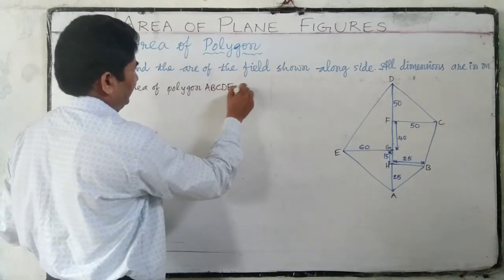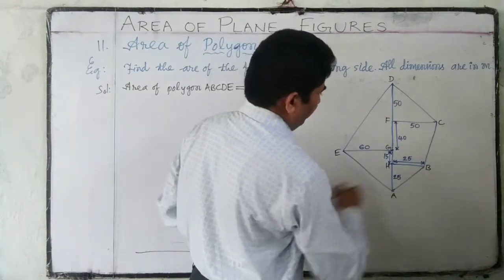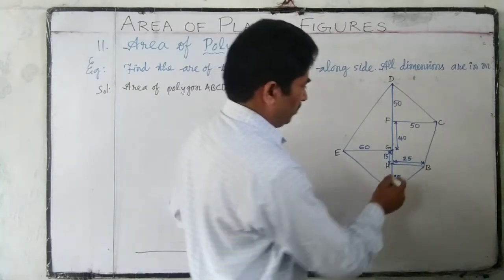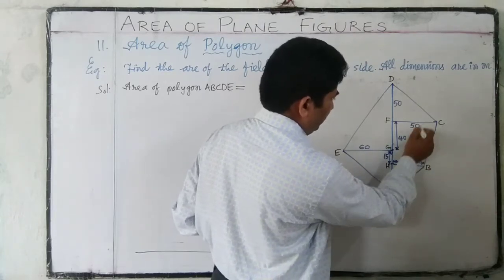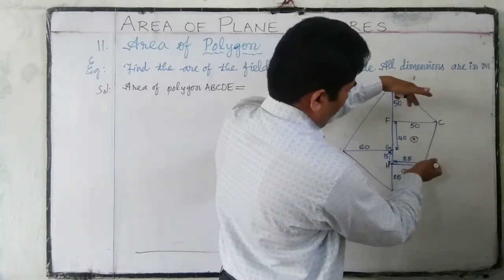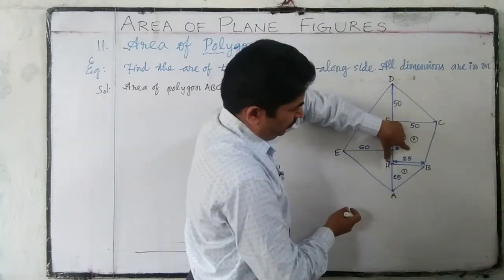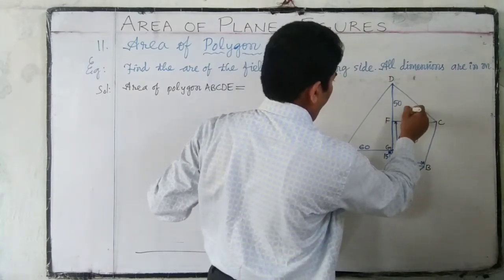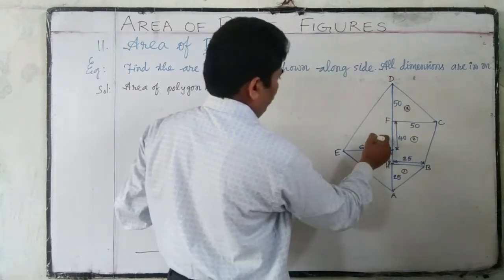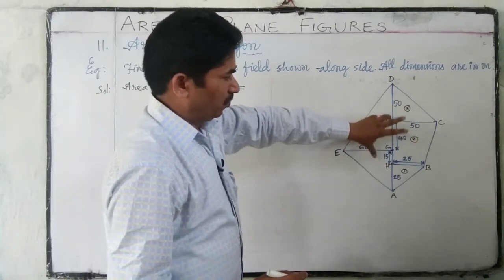ABCDE is equal to... this is a triangle. Here we have to make 1, 2. This is a triangle. This is a trapezium. This is triangle 3, this is 4. We have to add these 4 parts.